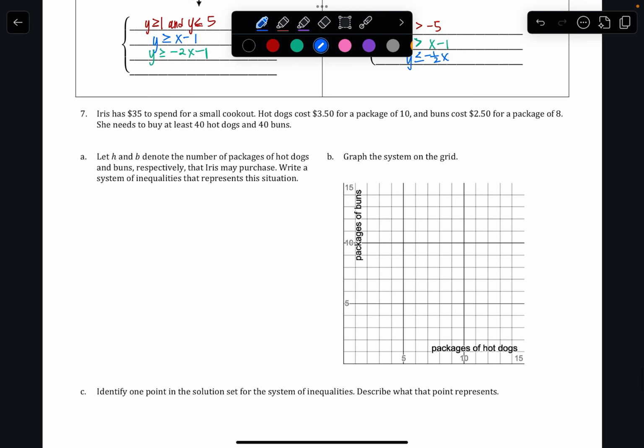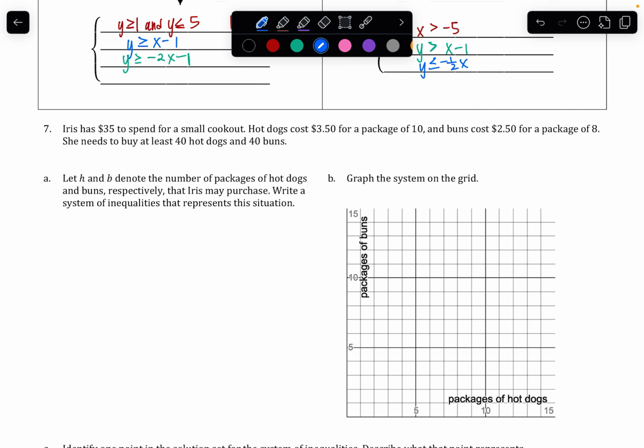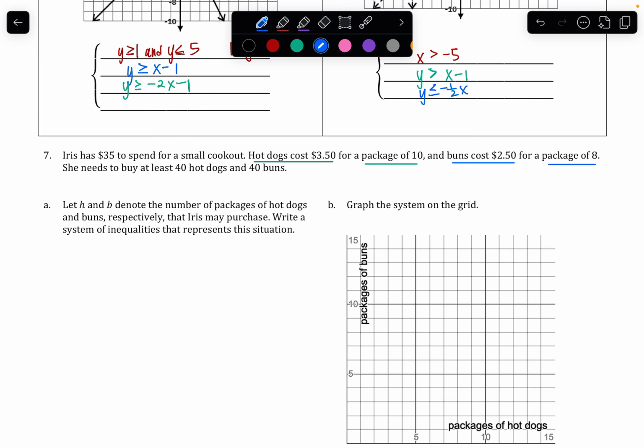All right, this last one is an application problem. So we first have to write the system of inequalities, and then we will graph it. So it says Iris has $35 to spend for a small cookout. Hot dogs cost $3.50 for a package of 10, and buns cost $2.50 for a package of 8. She needs to buy at least 40 hot dogs and 40 buns.